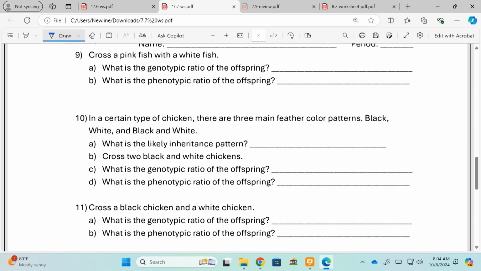Okay, so 9 says cross a pink fish with a white fish. Okay, so a pink fish would be like this, and the white fish would be like this. So let's cross those and see what we get.